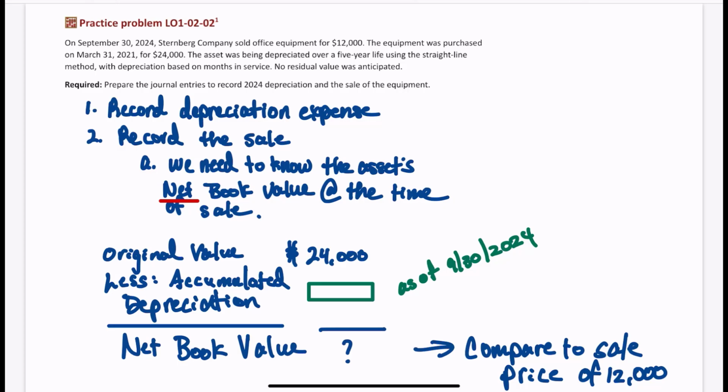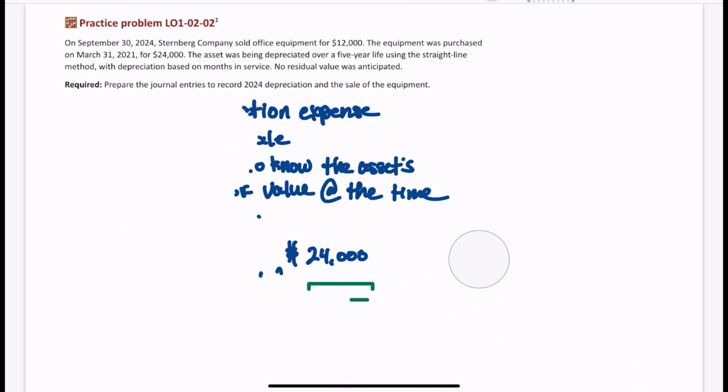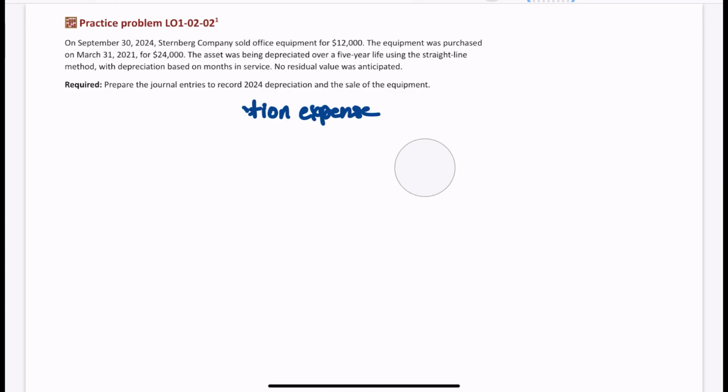Because remember, accounting is the language of business. We're trying to take events that happen in the real world and translate them into financial statements. So the real world event here is we sold a piece of equipment, and we're trying to translate that for people into a financial statement so that they can make a decision using that financial statement. So how do we do this? How do we make the translation?